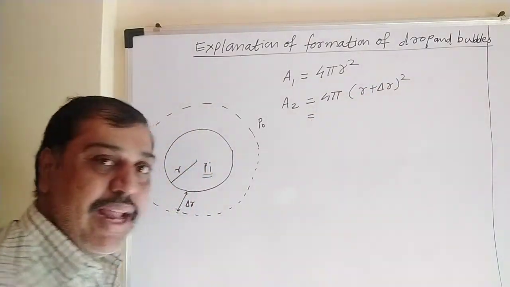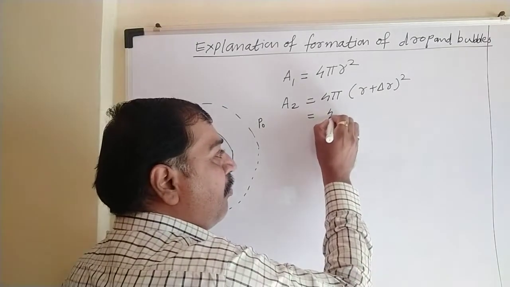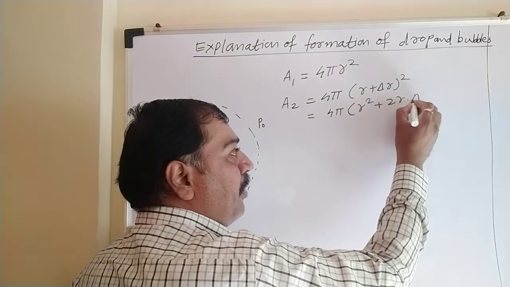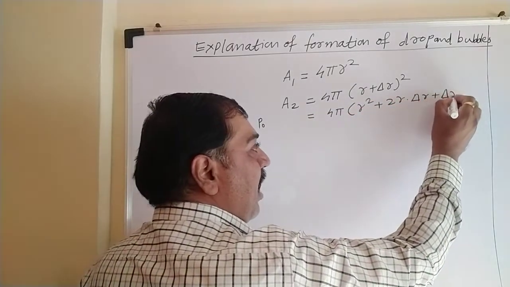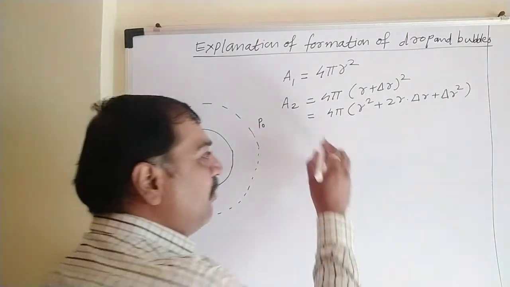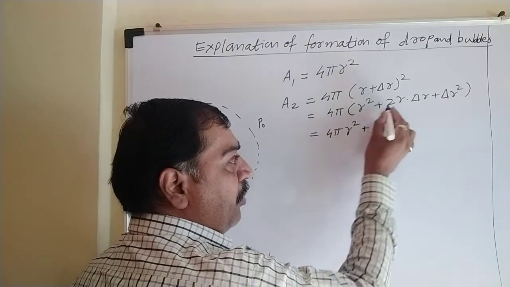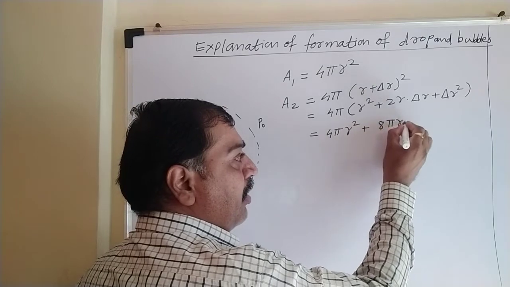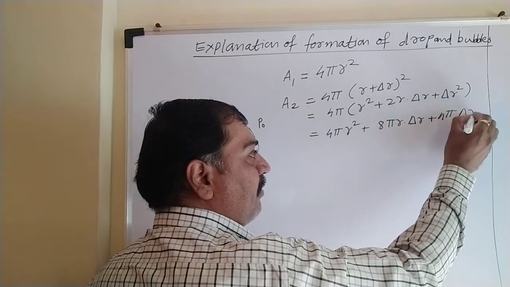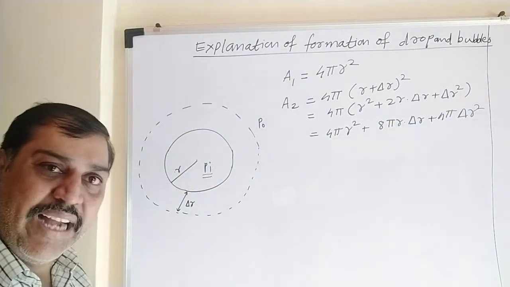Now apply the formula, a plus b whole square equals a square plus twice ab plus b square. Applying it, we get 4 pi into bracket r square plus twice r into delta r plus delta r square. Multiplying 4 pi to the inner side, what do we get? We get 4 pi r square, 4 into 2, 8 pi r delta r, plus 4 pi delta r square.